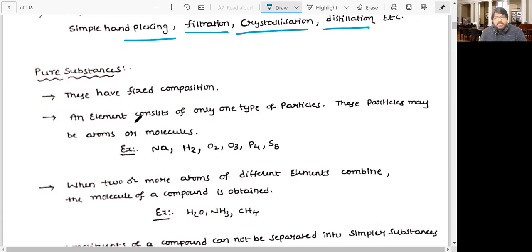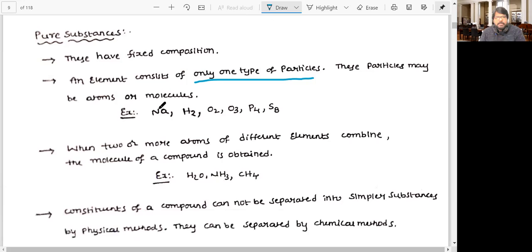And pure substances are classified into 2 types. They are elements and compounds. An element has only one type of atom, one type of particle. The particles may be atoms, sometimes the particles may be molecules. For example, if you take sodium, it is made up of sodium atoms. If you take hydrogen, it is made up of H2 molecules. If you take oxygen, it is made up of O2 molecules.